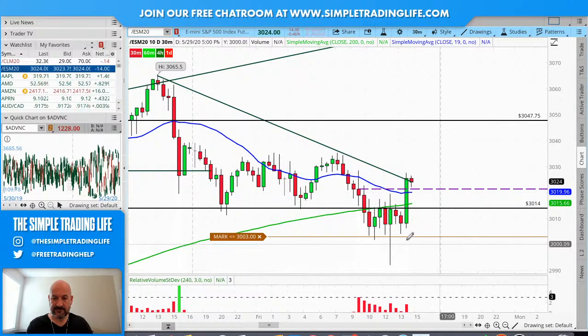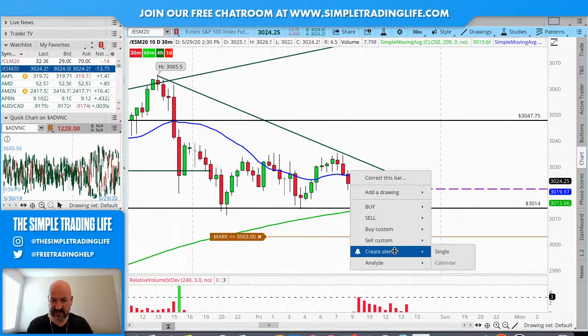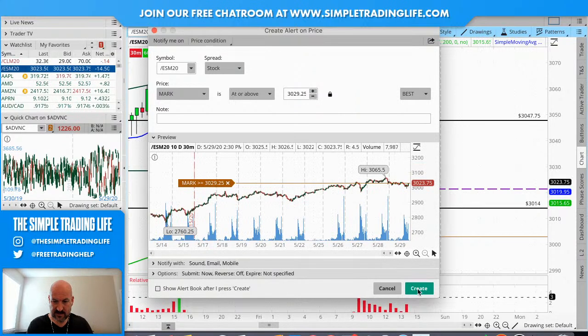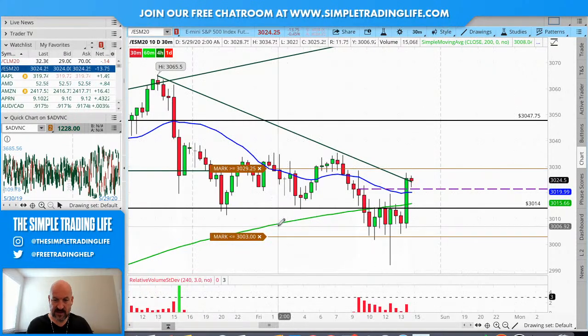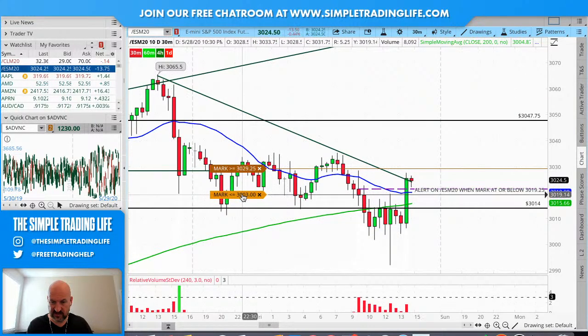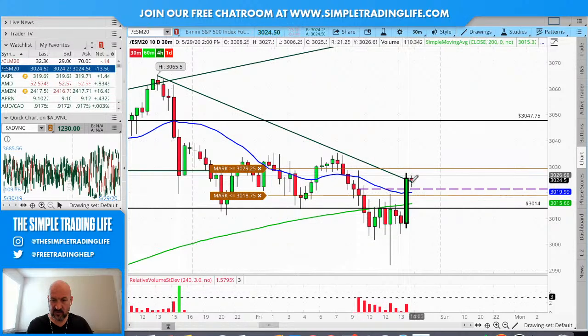Okay. So let me set another alert just above here, just above this wick, because that's what it's got to get through to keep trying to go higher. And then I will move this one up to just below the 20. So if it gets to there, we'll know that the bears are trying to step back in, because they would have to go through this and this to get to this alert here.